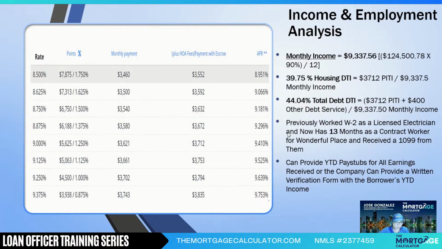And then further cementing the deal, we know that John previously worked as a W-2 licensed electrician for many years, and now has 13 months as a contract worker, also requiring a license, for a wonderful place, and received a 1099 from them. He can provide year-to-date pay stubs for all earnings received, or the company can provide a written verification form with the borrower's year-to-date income. We already verified that because we had his pay stubs. I just didn't have any here to share with you today. But Mr. John Homeowner, he's everybody's favorite borrower, gets us through all our training.